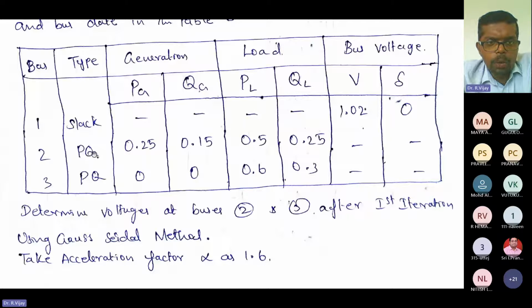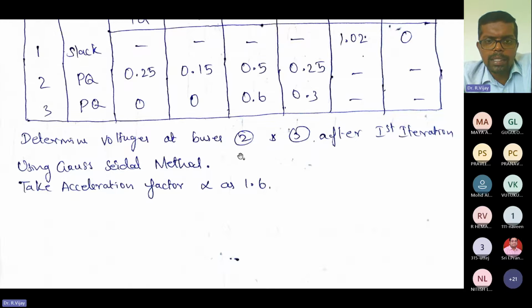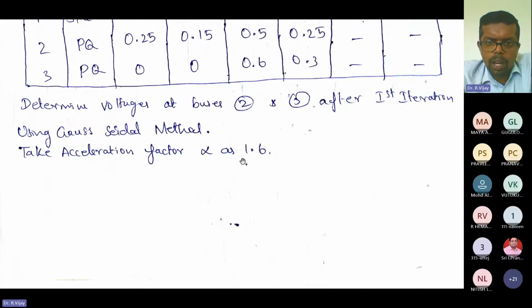Here, the PQ bus values are also mentioned. PG value mentioned, QG value mentioned, PL value mentioned, QL value mentioned, and this value is not mentioned. And again, for the load bus also the values are mentioned here. Determine the voltage at bus 2 and 3 after the first iteration using the Gauss Seidel method. Take the acceleration factor as 1.6. That also is clearly mentioned in the problem itself.